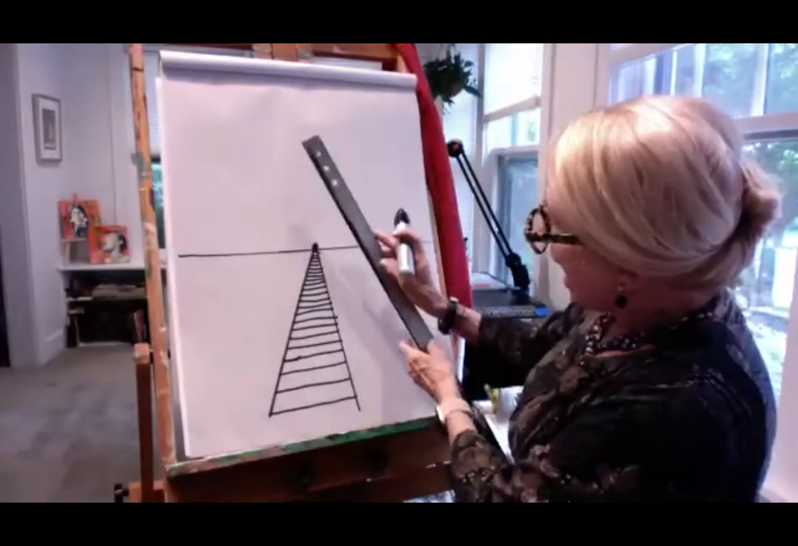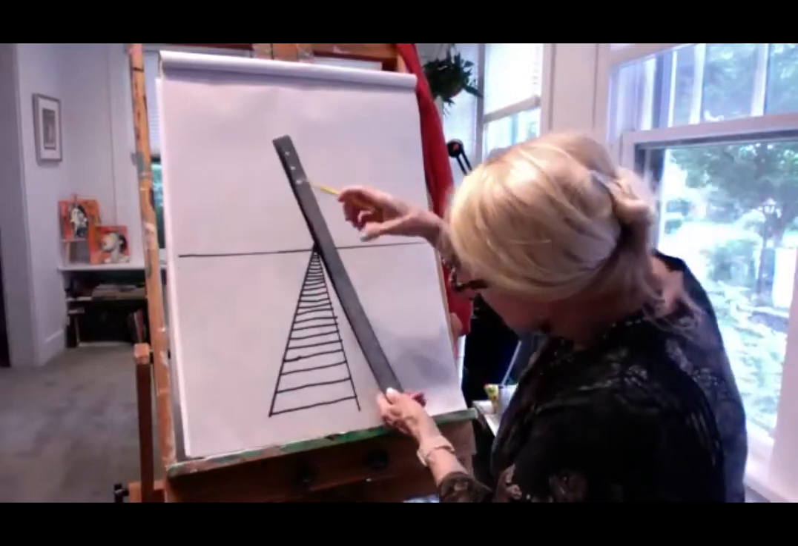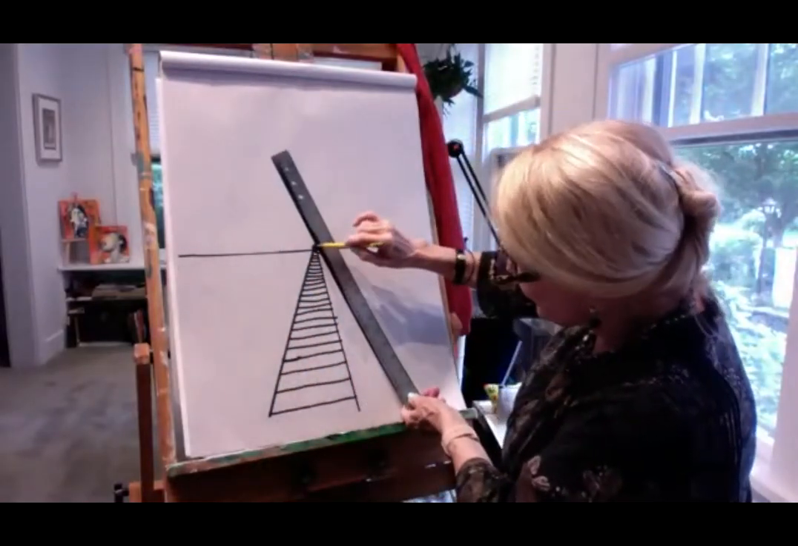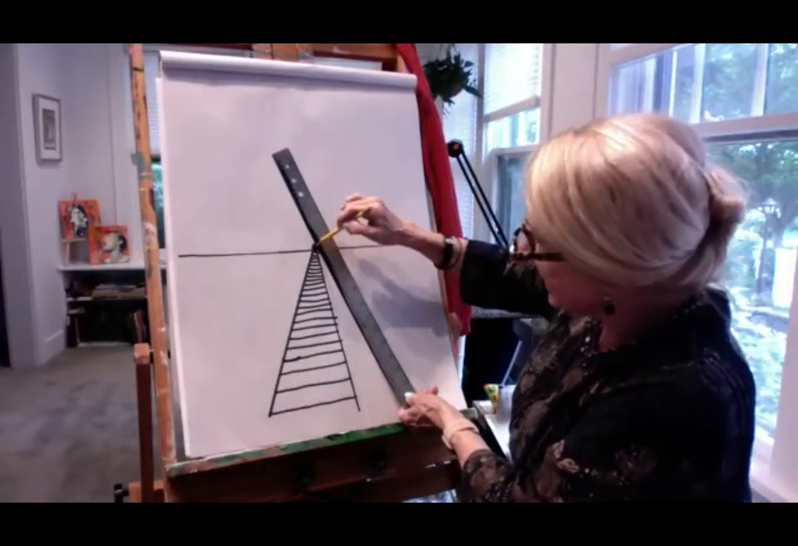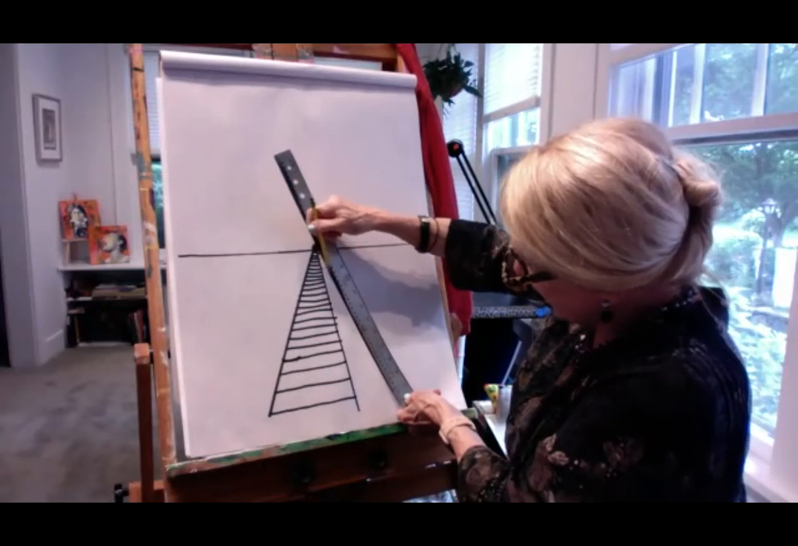Okay, so let's say that we have a fence. Our fence is also going to emanate or start from where our vanishing point is.